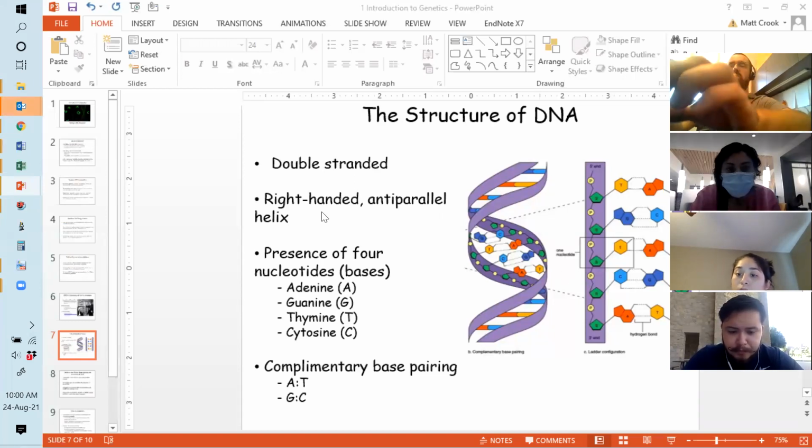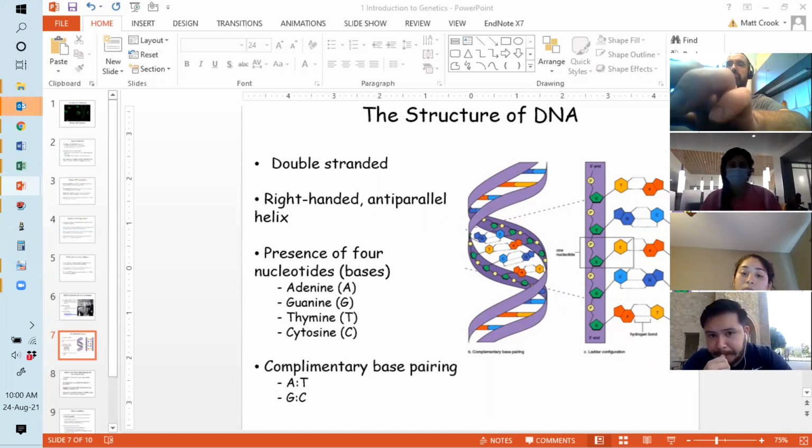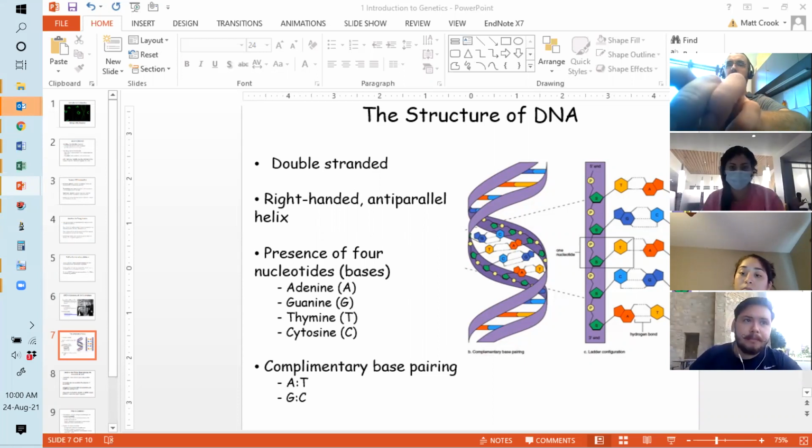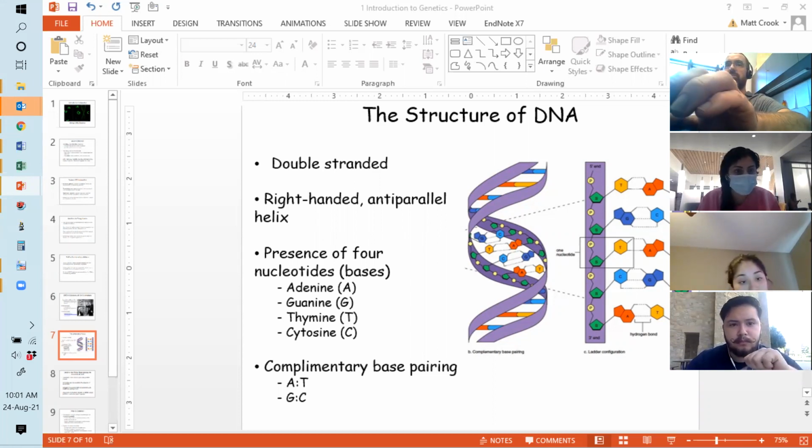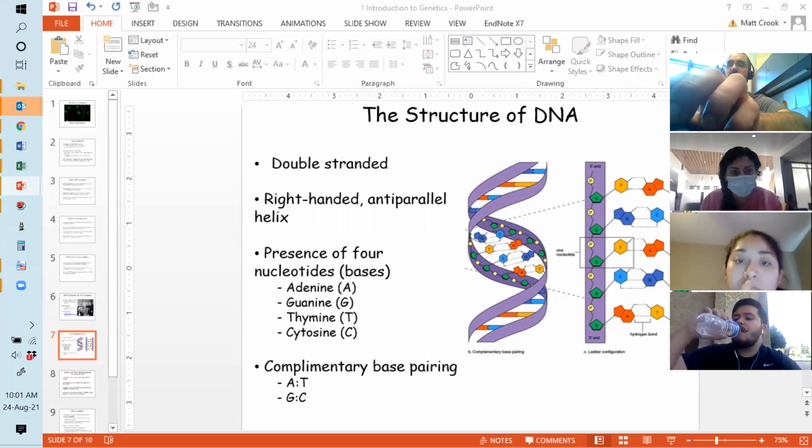And so you only ever have a 1 ring base, which is called a pyrimidine, paired with a 2-ring base, and that's a purine. Right. So cytosine, let me just put that big.